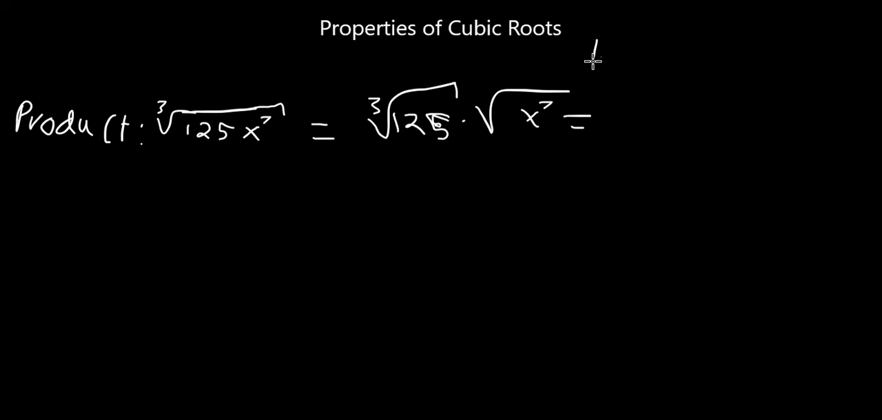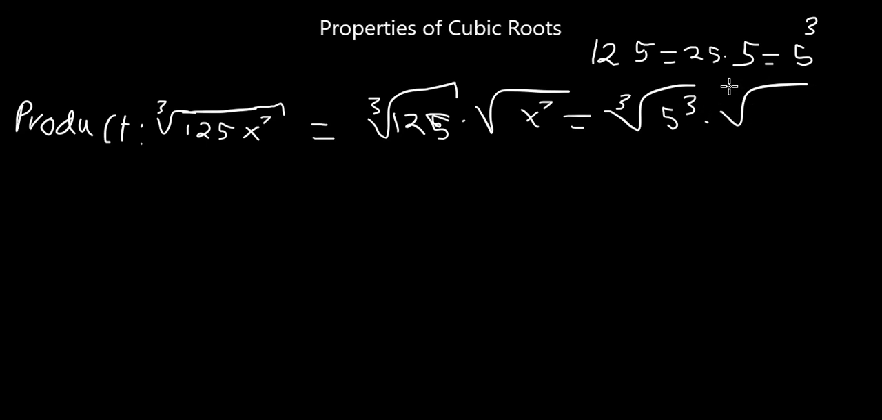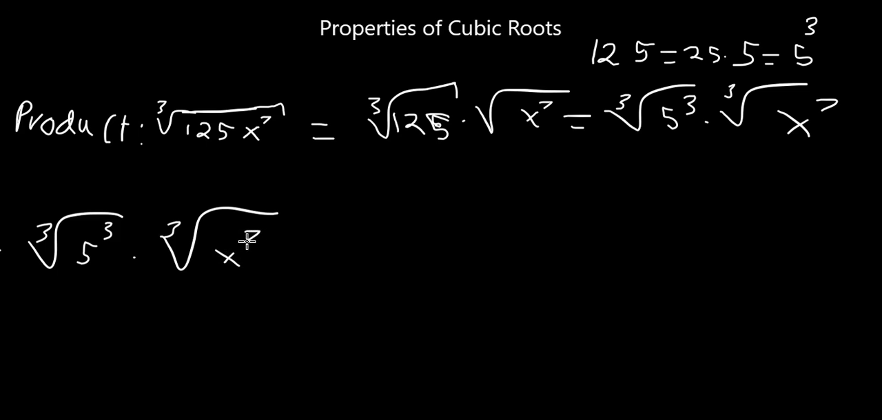Now we know that 125 is equal to 25 times 5. If I divide 125 by 5, I'll get 25 as my answer. And I know that 25 is 5 squared, so this will be 5 cubed. So I have the cube root of 5 cubed times the cubic root of x to the 7th. Okay, let's rewrite that over here. The cube root of 5 cubed times the cubic root of x to the 7th.